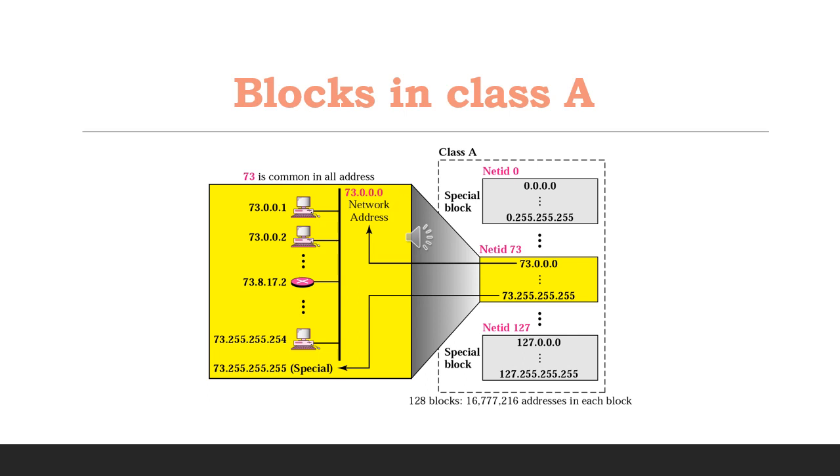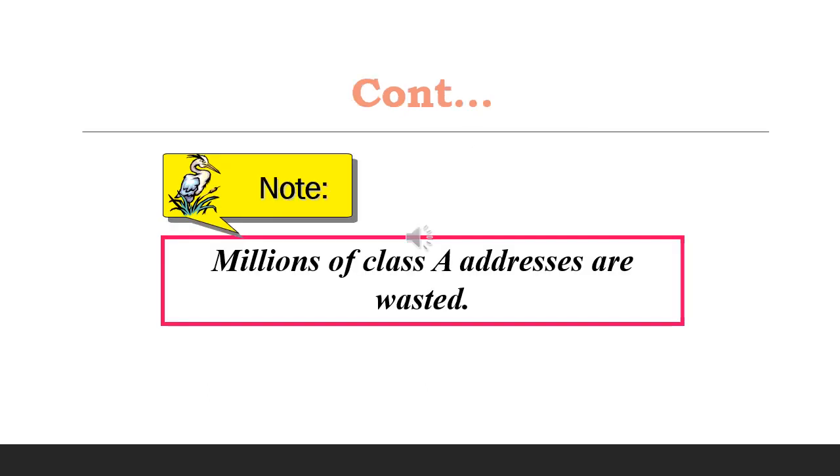Talking about the net ID, in class A the first 8 bits are the network ID, and the rest of the 24 bits are associated with the host address. So if the first octet has the value 73, it will remain 73, and the host bits will be represented as 0.0.0. That is the network ID. Millions of class A addresses are wasted.